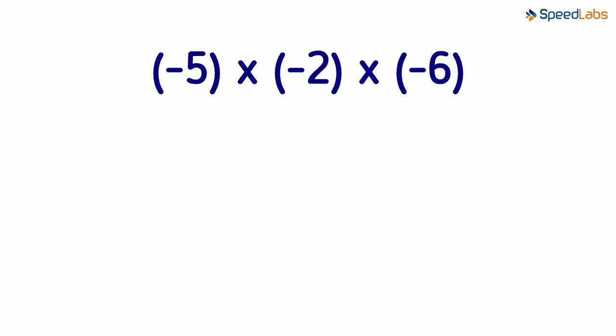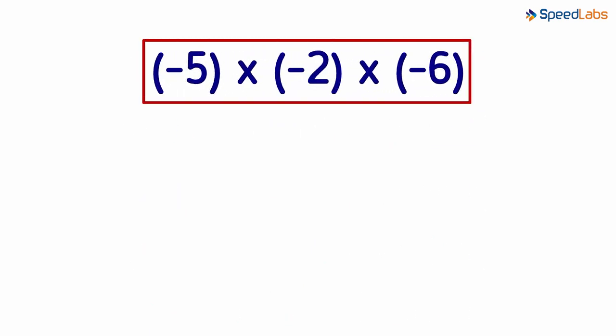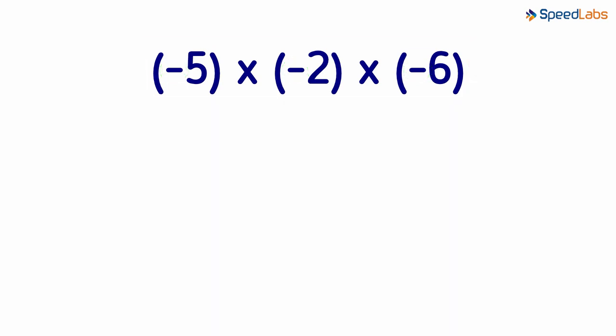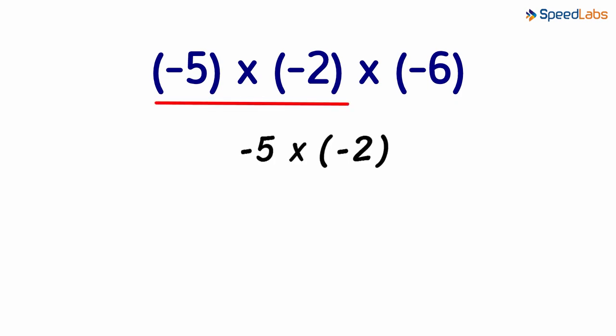Here it is. Look at this problem carefully. We have to multiply three integers. Observe the sign of all the three integers. It's the same. So how do we start the solution? We will multiply two integers at a time. Let's first multiply these two integers. Can you find their product?